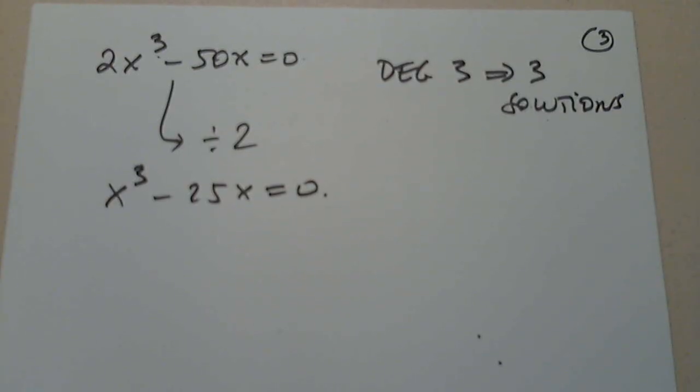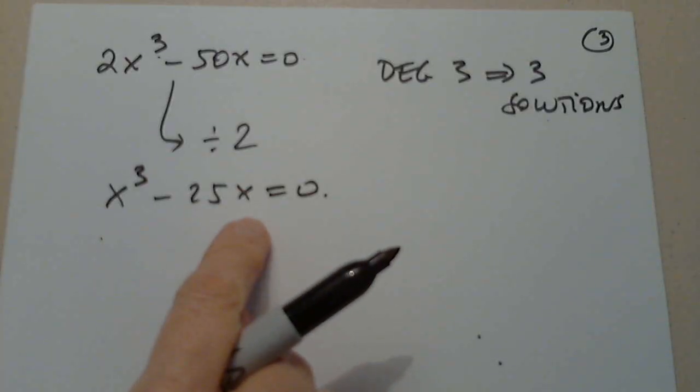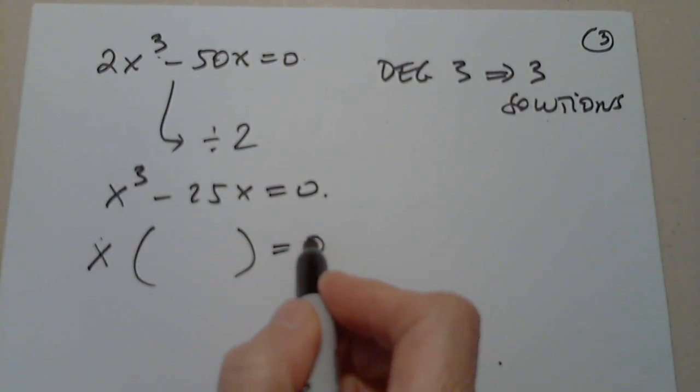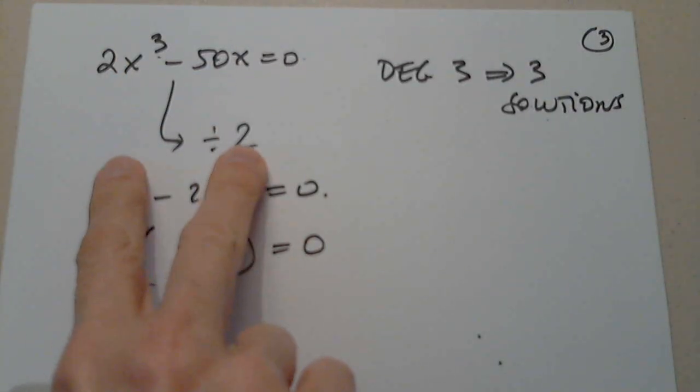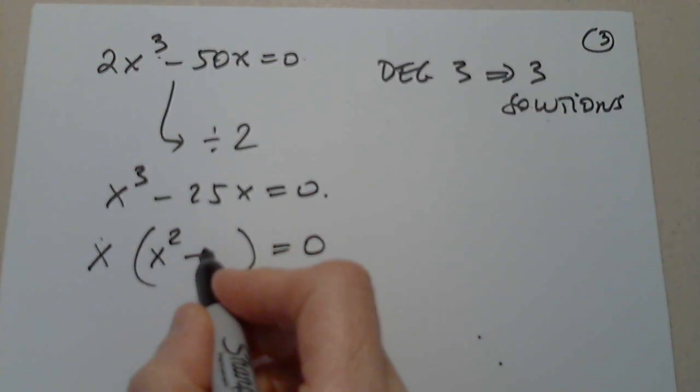Greatest common factor, yes, which is? 2x. Oh, we already divided by 2, right. x indeed. What is left in parentheses? Remember, I have two terms. I have to have two terms in parentheses. That's x squared minus 25.